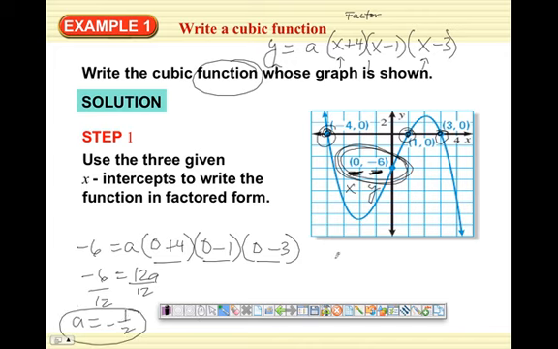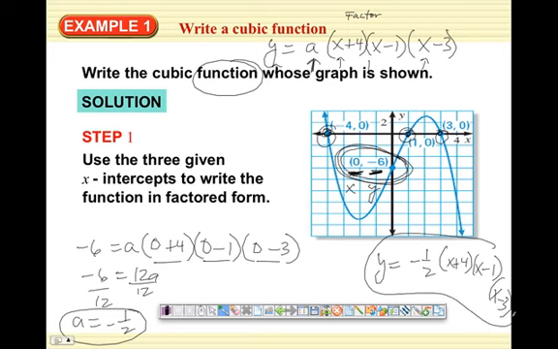That's all we need for our final. Just put it back in here and you're done. So y equals a, which is negative 1/2, times x plus 4, I don't have enough room, times x minus 1 times x minus 3. Sorry for the sloppiness here, but here is your function.